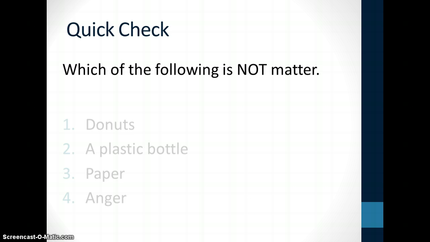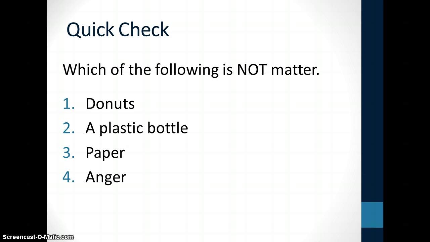So let's make sure we understand. Which of the following is not matter? We have 1, donuts, 2, a plastic bottle, 3, paper, and 4, anger. Take a second to think about what you think. Okay, so if you think of the first 3, donuts you can eat, so they obviously take up space and have mass. A plastic bottle takes up space in the room. Same thing with paper, even though it's really light and it doesn't take up that much space. But anger is in your mind or your feelings. It doesn't take up space. So 4 is correct. Anger is not matter.